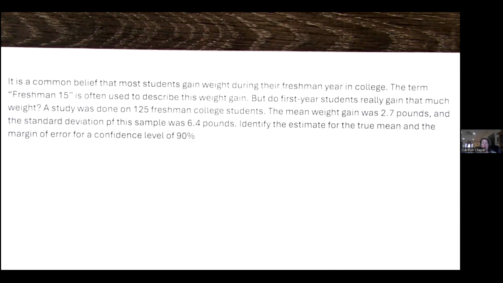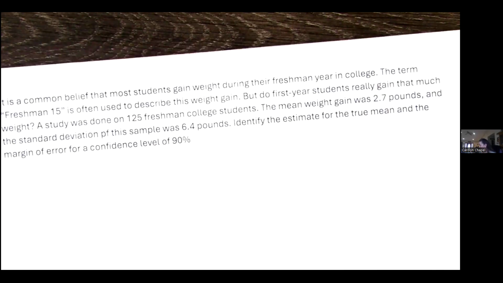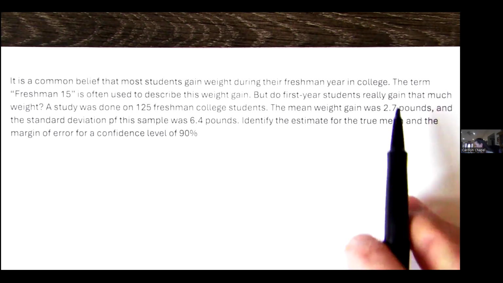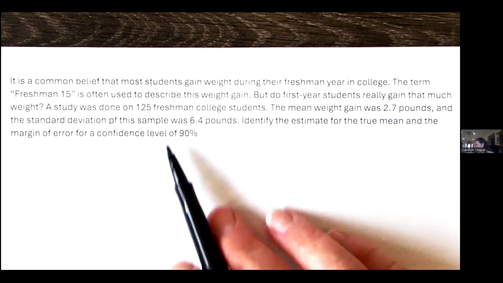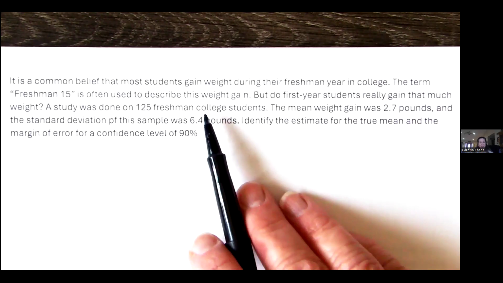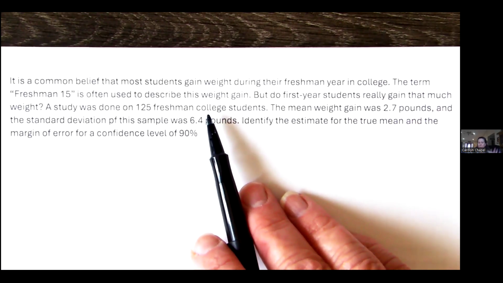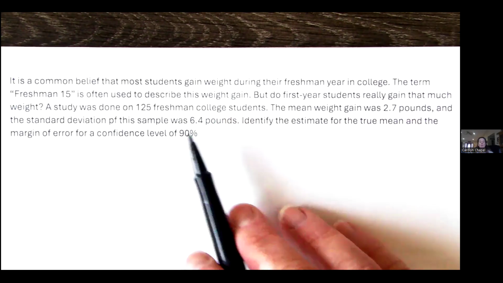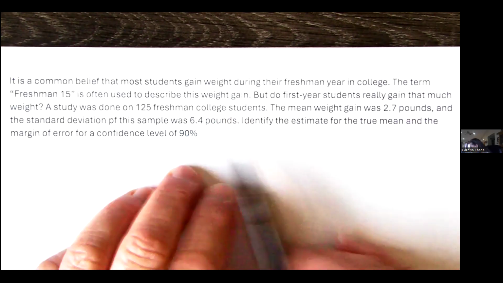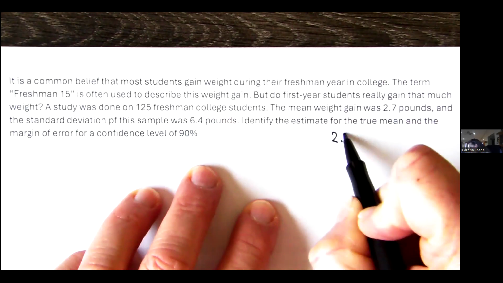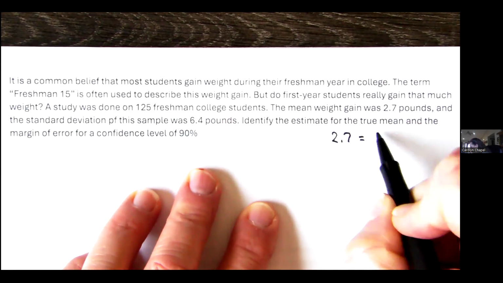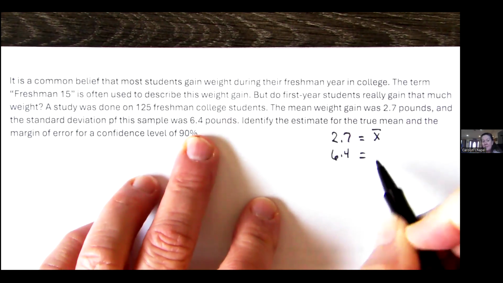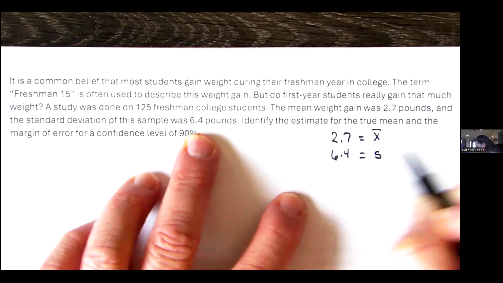So they took a study of 125 students, and they found that the average weight gain was 2.7 pounds, and that the standard deviation of that sample was 6.4. They got all 125 people, put it in probably a spreadsheet of some sort, cranked out the mean, cranked out their standard deviation. So this 2.7 in terms of symbols is your X bar. This 6.4 in terms of symbols is your S.